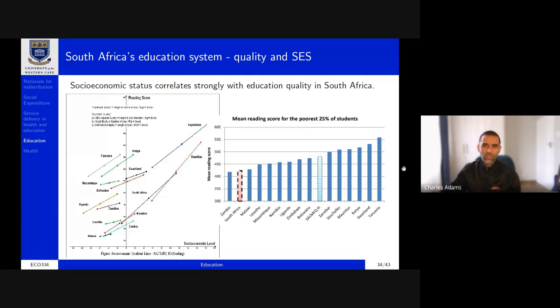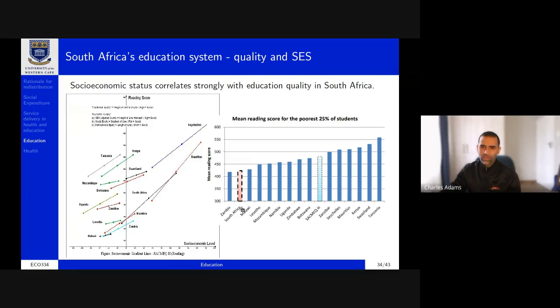And this chart shows a comparison on this measure between South Africa and other African countries. So this is from SACMEQ, which is similar to TIMSS, but it's only for African countries, Southern and Eastern Africa, I think.